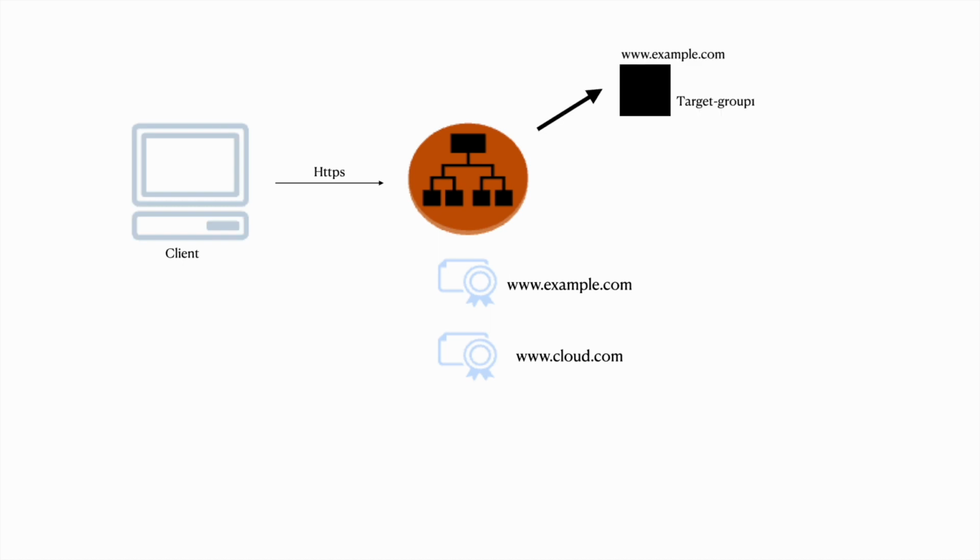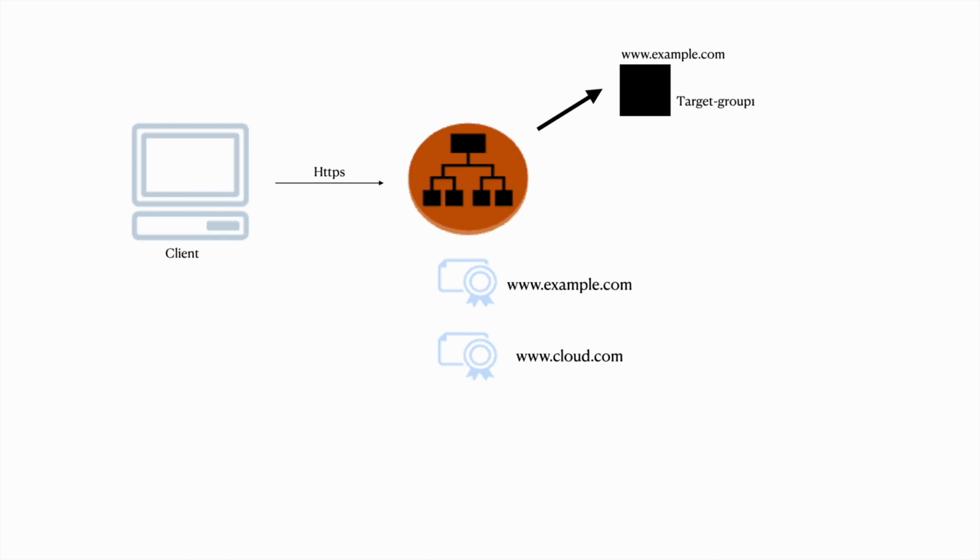Here we have a client and a load balancer. On this load balancer, two certificates are attached. The client is trying to connect with the load balancer with HTTPS protocol, and the certificates attached to this load balancer are www.example.com and www.cloud.com. Now, if the client is sending a request for example.com, then this load balancer will check whether a certificate named example.com is present in its list of certificates or not.